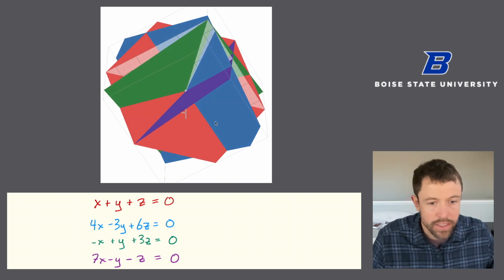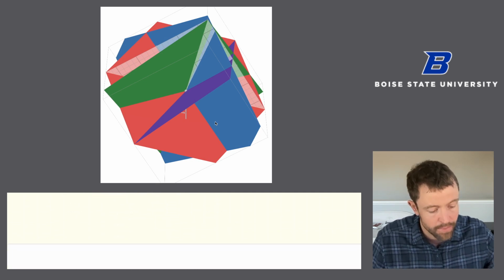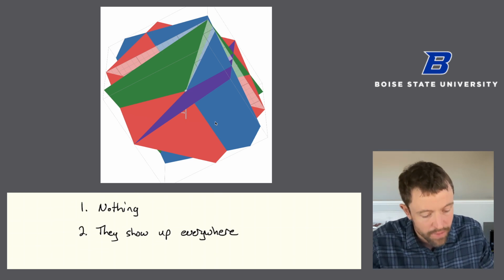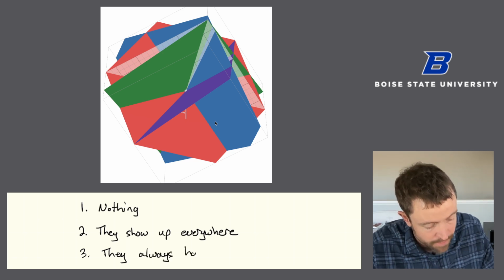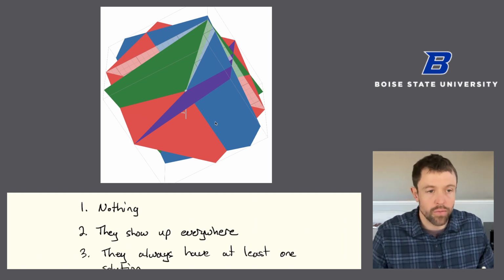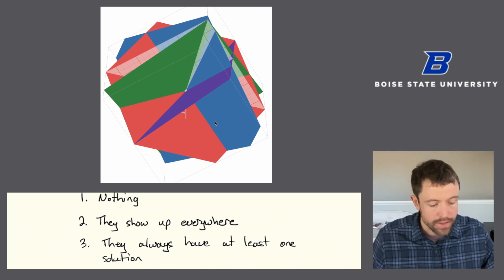And so let's write this down. What's special about this? Maybe nothing. Maybe they show up everywhere. But definitely, they always have at least one solution. And in this example, the solution was the origin, all zeros. And that's not a coincidence.